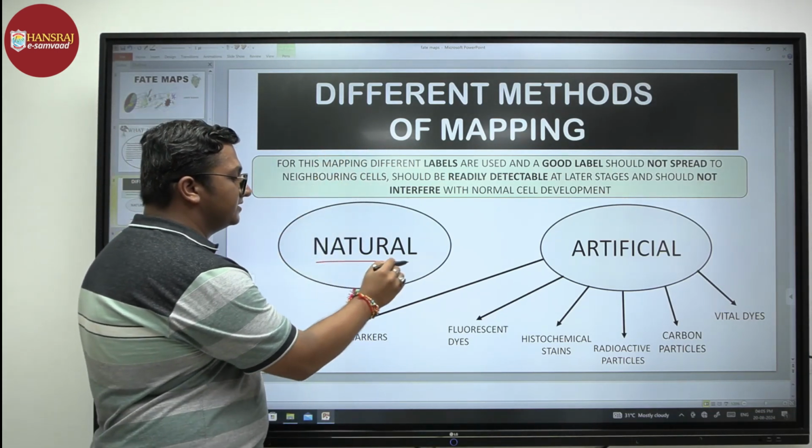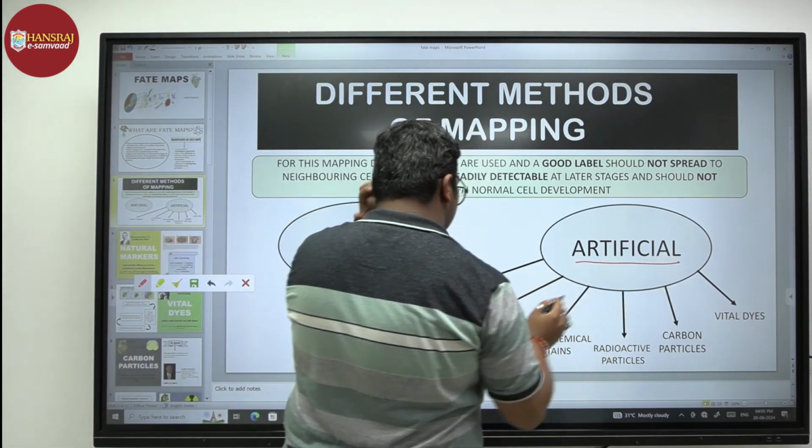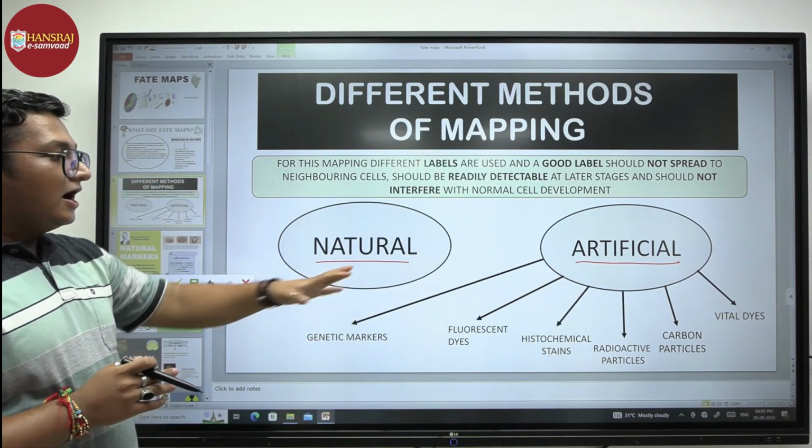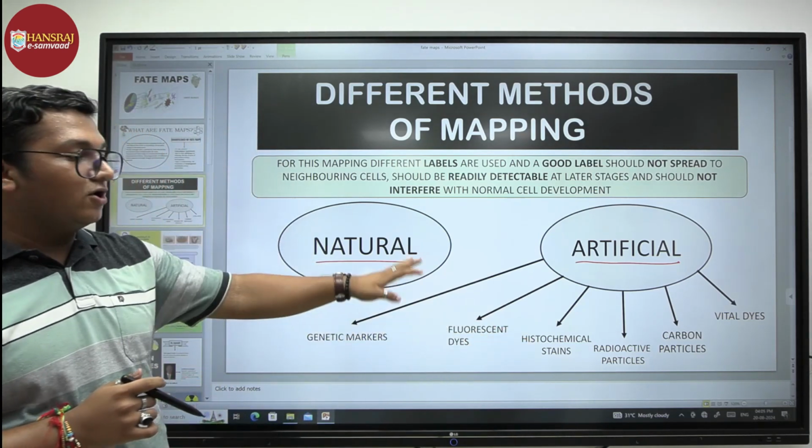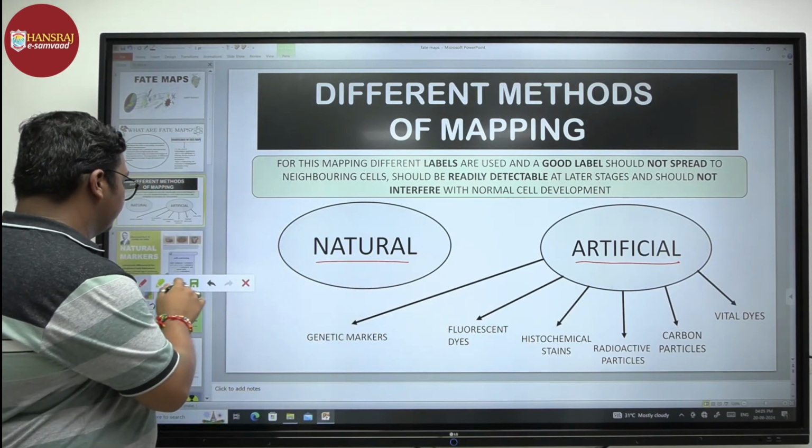So we have two methods of mapping. The first one is natural, the second one is artificial. Artificial has a lot of sub-methods in it, and we'll cover all of them in our slides.